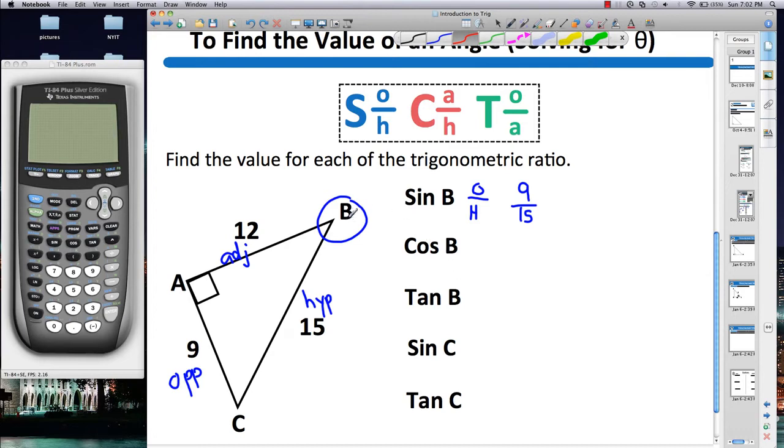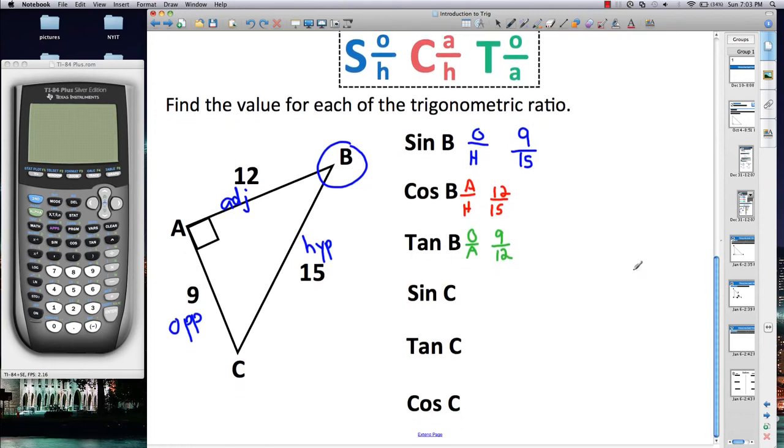Cosine of b, so once again we are looking at the perspective of our angle b, so we don't have to change these. So cosine of b is adjacent, so the adjacent side is 12. So adjacent over hypotenuse, 12 over 15, because our hypotenuse is once again 15. And tangent is opposite over adjacent. Our opposite is 9. Our adjacent is 12.